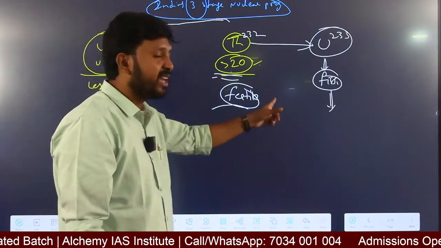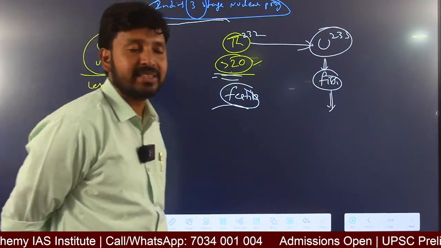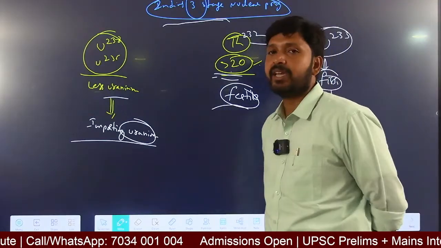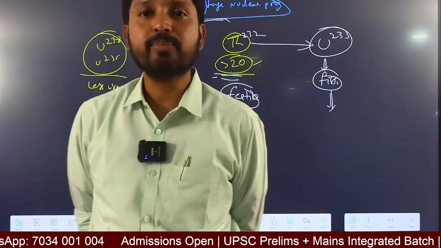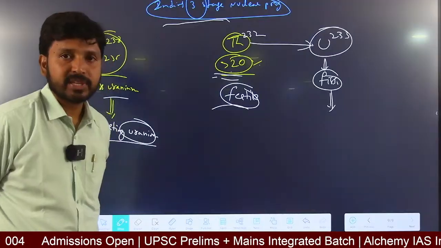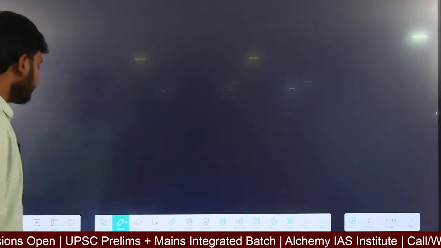So this is the idea behind which we went for India's three-stage nuclear program, and this program was designed by the great person Homi Jahangir Bhabha in the early 1950s. He designed this program thinking about India's energy security. Is it clear? So now let's see what this three-stage nuclear program is.